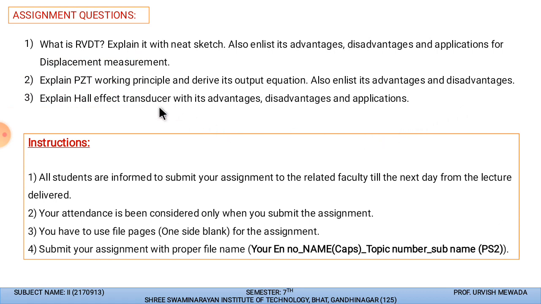After this presentation, you have the assignment questions, which are: What is the RVDT? Explain with its neat sketch. Also enlist the advantages, disadvantages, and applications for displacement measurement. Explain the piezoelectric working principle and derive its output equation. Also enlist its advantages and disadvantages. Explain the Hall effect transducer with its advantages, disadvantages, and applications. And these are the instructions related to the assignment, which are written below.